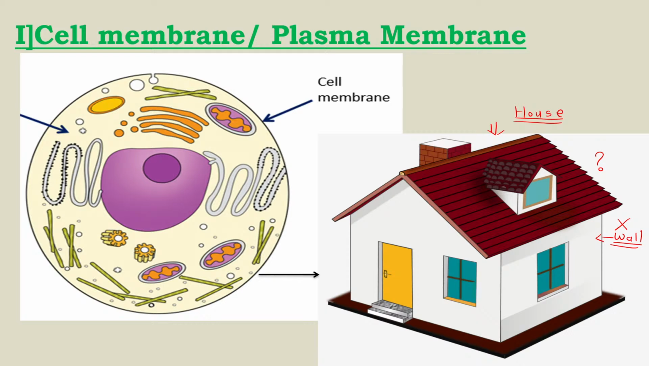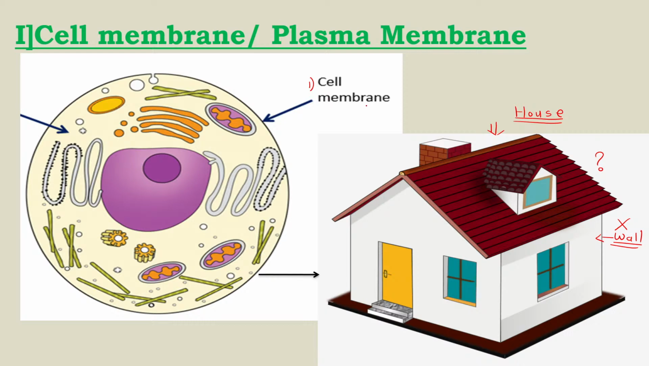So these walls are very, very important. These walls help and protect our house from extreme climatic conditions like cold, summer season, and rainy season. Similarly, a cell has an outer boundary that protects the cell from extreme conditions. What is it called? What do we call the boundary of the cell?